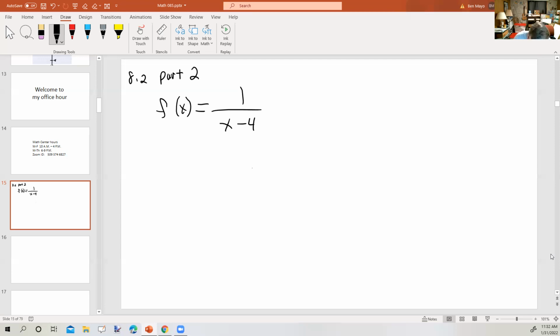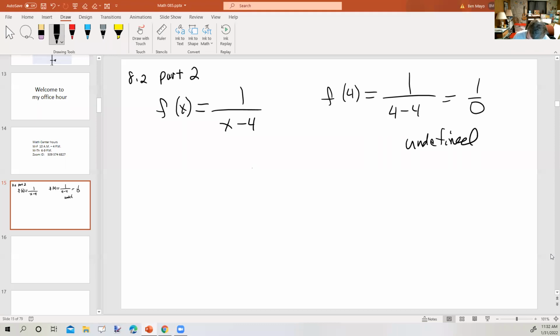For instance, consider f of 4. That would be equal to 1 over 0, which is undefined. Therefore, 4 is not in the domain. So for the domain, we could say x not equal to 4.